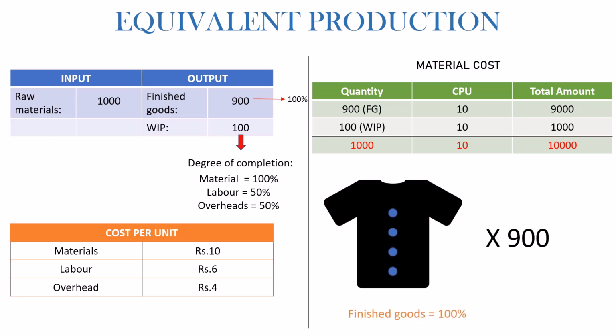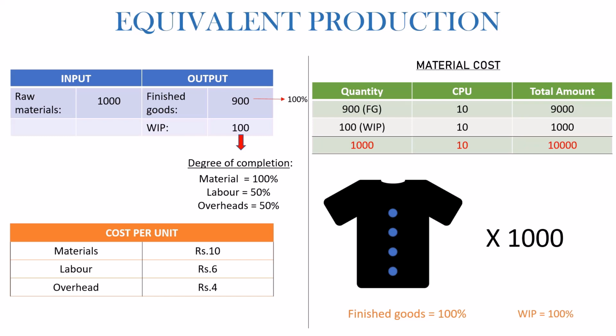Here we have 900 shirts of finished goods. On finished goods, degree of completion is 100%. So we have 900 shirts with 4 buttons. And as for work in progress, we have 100 units and the degree of completion is 100%. So this means the entire work has been done and it will cost us rupees 10 itself. So we have another 100 shirts with 4 buttons. So in total, we have 1000 shirts with 4 buttons. So degree of completion of finished goods is 100% and degree of completion for work in progress is also 100%.